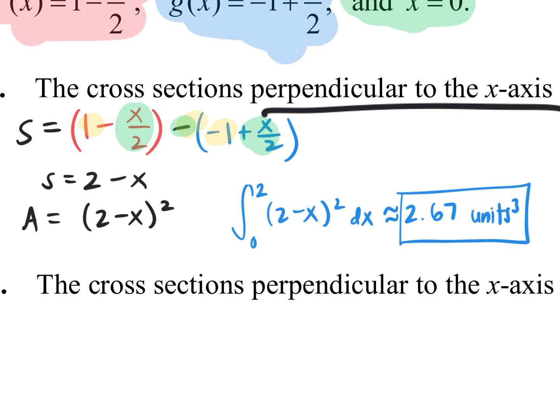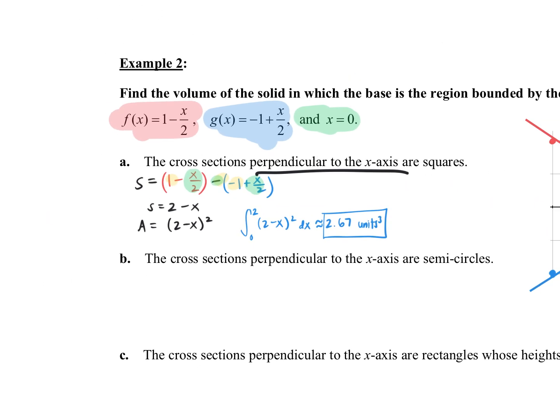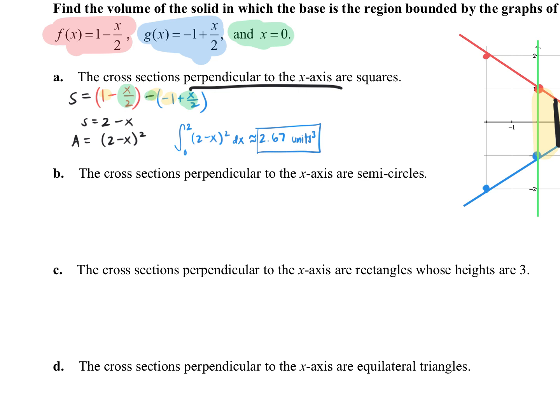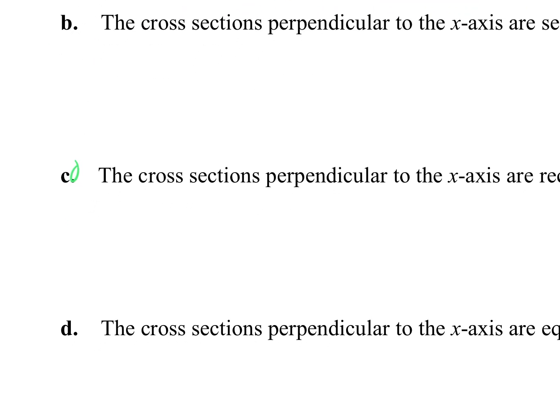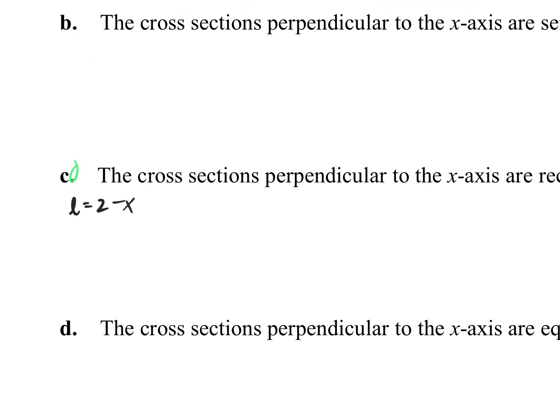All right. Can we lock in for one more quick example? I know you guys can do it. Last one we're going to do is example C. Okay, example C says we've got cross sections perpendicular to the x-axis still, but instead of a square, we've got a rectangle. Okay, and the height is 3. So I've already done the hard work. The side length of my rectangle is what? 2 minus x. So my length is 2 minus x. What is my width or my height? 3. So if I'm finding the area of a rectangle, what's my formula? 3 times 2 minus x. Or I'm going to say 6 minus 3x.